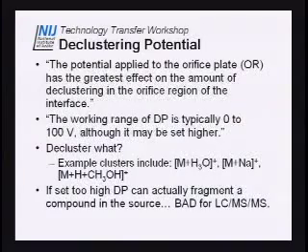Declustering potential is the potential applied to the orifice plate. "It has the greatest effect on the amount of declustering in the orifice region of the interface." That is in quotations because I pulled it right out of the help file, because I thought, what is DP? Well, that's what it is. The working range is typically 0 to 100, although it may be set higher. The question I had was, so what am I declustering?